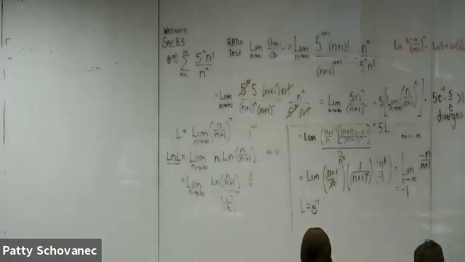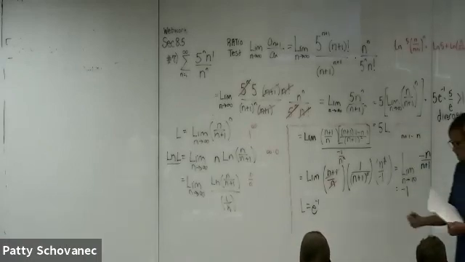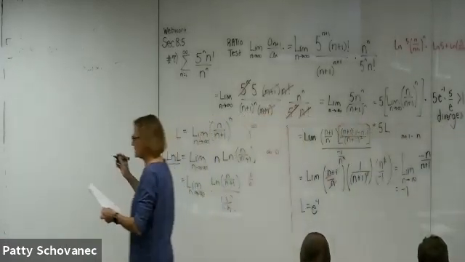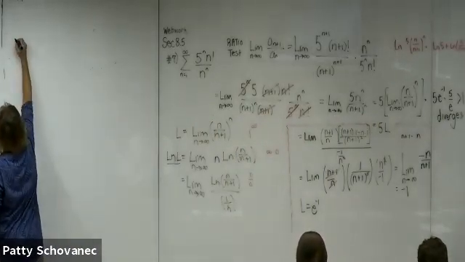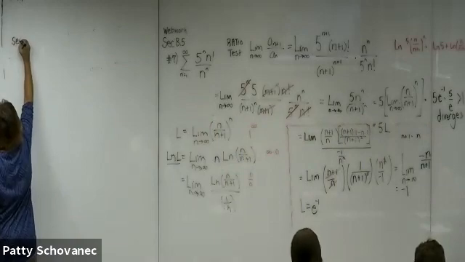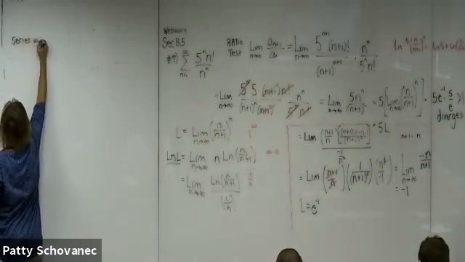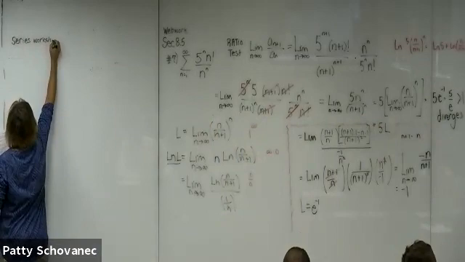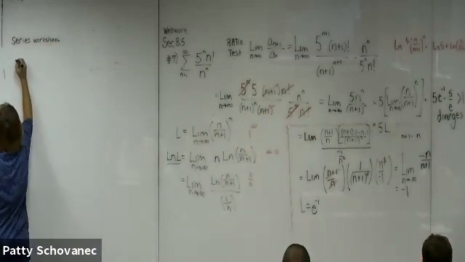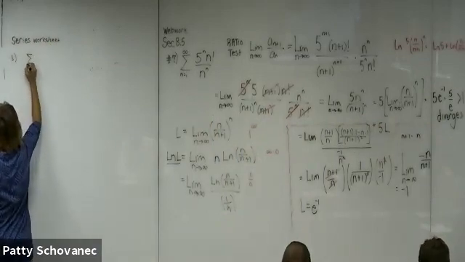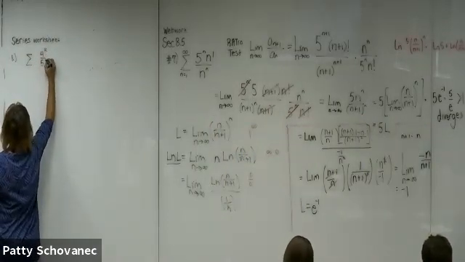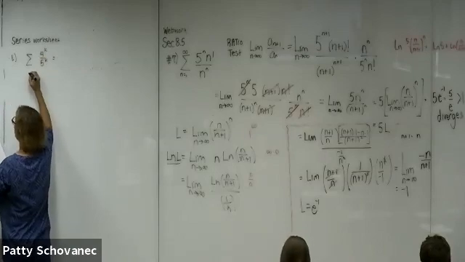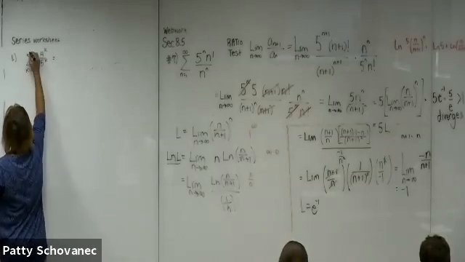So we're back at the series worksheet that we've been working on. Worksheet that won't end. Let me see if you've got these answers. The series worksheet. Number 1, we have this series: 4 to the k divided by 5 to the k, and k goes from 0 to infinity.